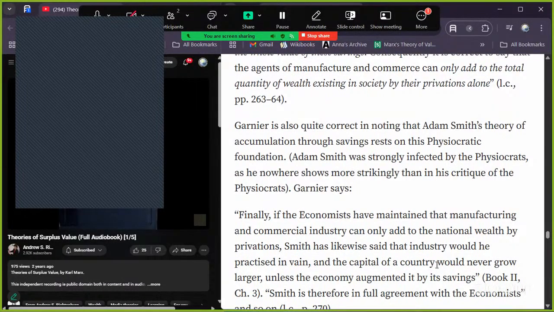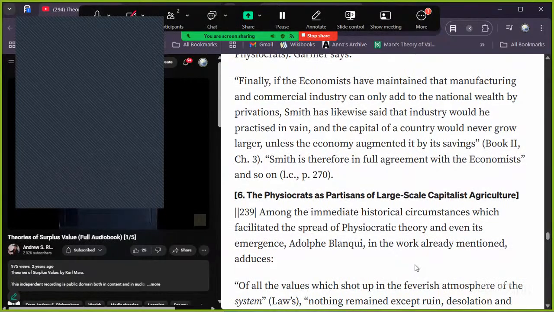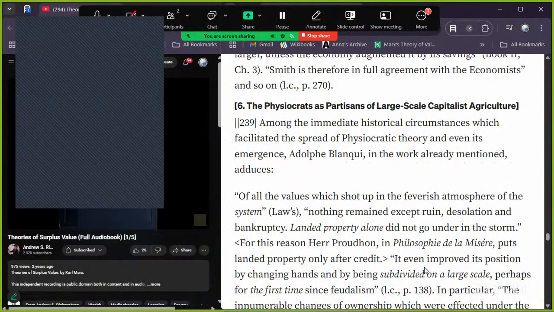Garnier is also quite correct in noting that Adam Smith's theory of accumulation through savings rests on this physiocratic foundation. Adam Smith was strongly infected by the physiocrats, as he nowhere shows more strikingly than in his critique of the physiocrats. Garnier says, quote, finally, if the economists have maintained that manufacturing and commercial industry can only add to the national wealth by privations, Smith has likewise said that industry would be practiced in vain and the capital of a country would never grow larger unless the economy augmented it by its savings. Smith is therefore in full agreement with the economists, and so on.